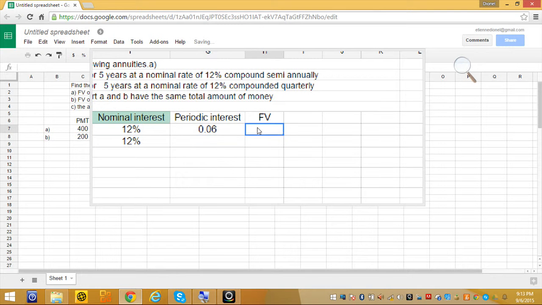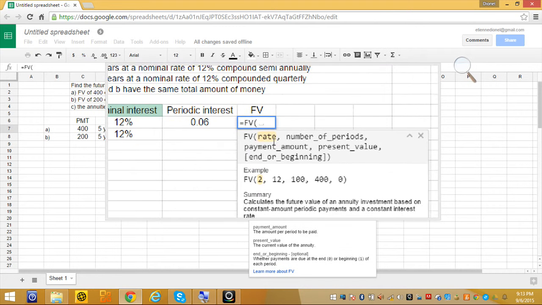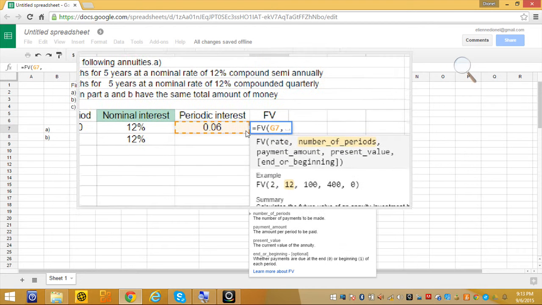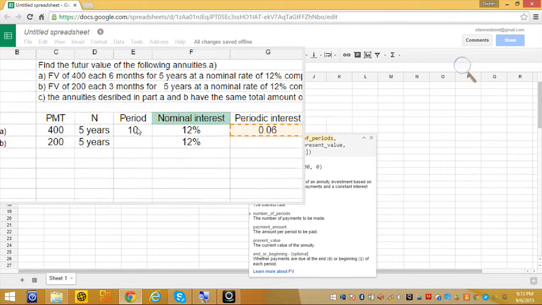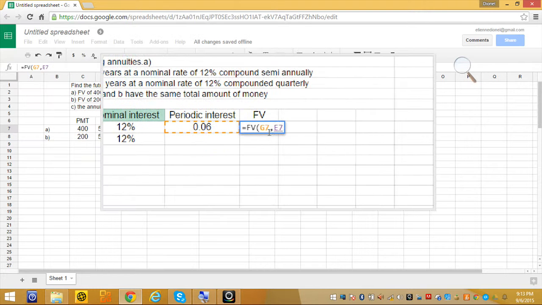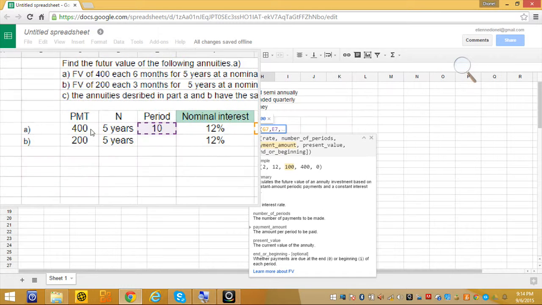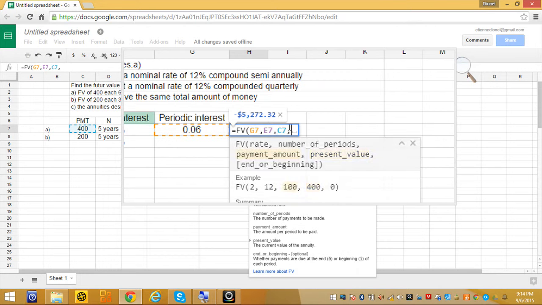Okay, the future value. Let's do this. So what we're gonna do, we put equal, and then we put FV, the future value, parentheses. We need the rate. The rate is 6%. I just click here, and then I put comma. And the number of periods. Remember, it's 5 years, but every 6 months that gives you 10 periods. It's not 5 periods because it's every 6 months. Okay, 10 periods. And I put a comma. Payment amount. The payment is 400. Comma. What next?